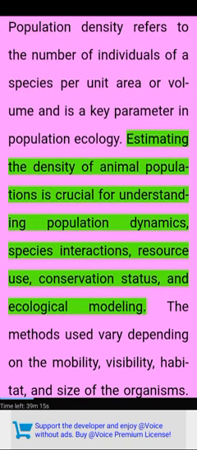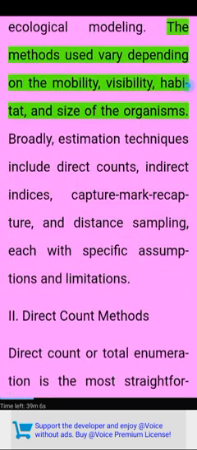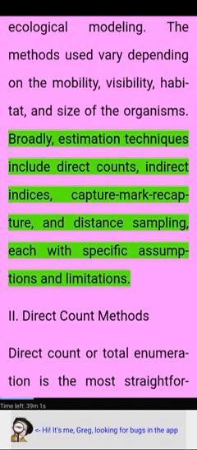Estimating the density of animal populations is crucial for understanding population dynamics, species interactions, resource use, conservation status, and ecological modeling. The methods used vary depending on the mobility, visibility, habitat, and size of the organisms. Broadly, estimation techniques include direct counts, indirect indices, capture-mark-recapture, and distance sampling, each with specific assumptions and limitations.